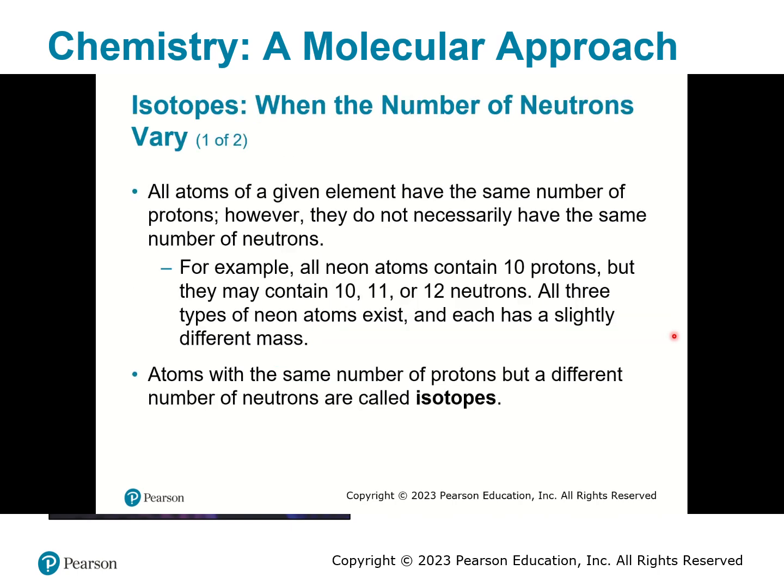And of course, atoms of the same element always have the same number of protons, but they can have different numbers of neutrons, as I said before. These versions are called isotopes. For example, neon can have 10, 11, or 12 neutrons. They behave the same chemically, but they have a different mass.